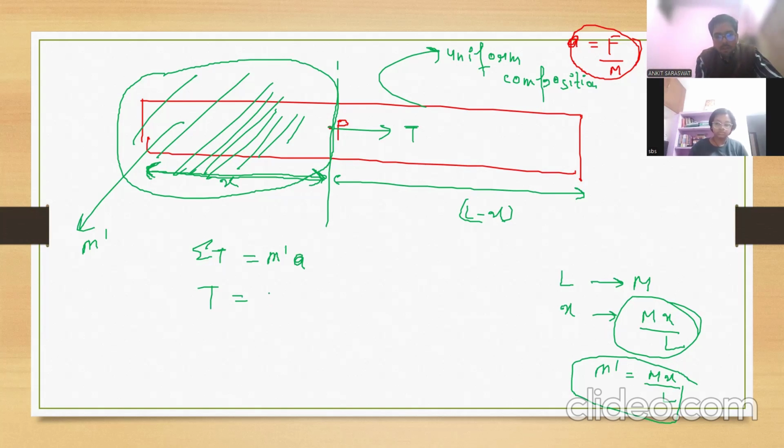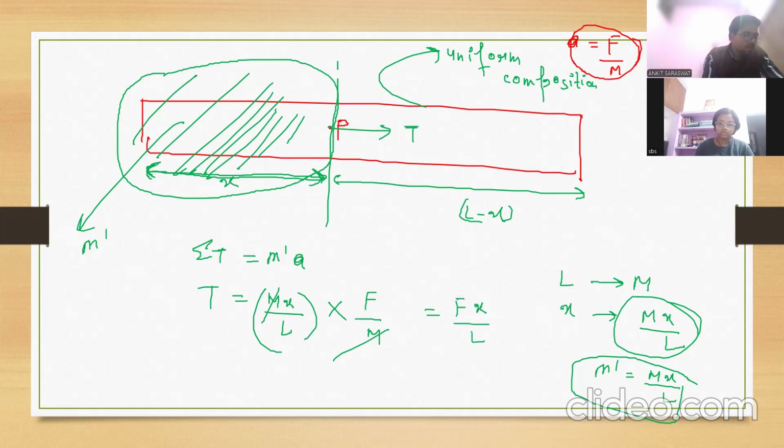So it will be what? Mx by l, multiplied by acceleration. Acceleration is how much? F by m. Understood? So what is the answer? Fx by l. Understood? Clear? Sir, so what is the tension force? Fx by l. Clear?